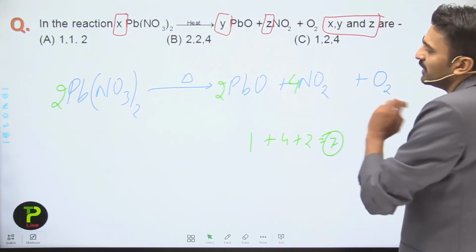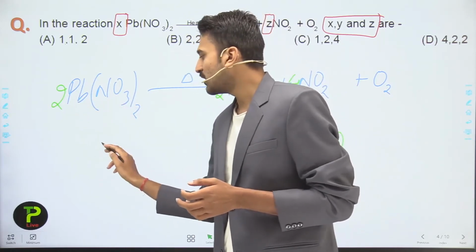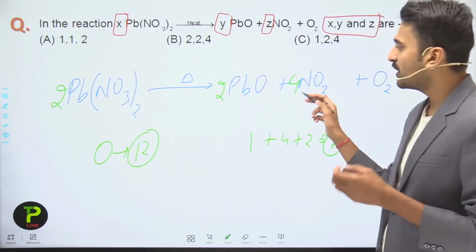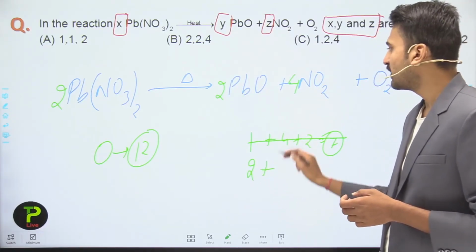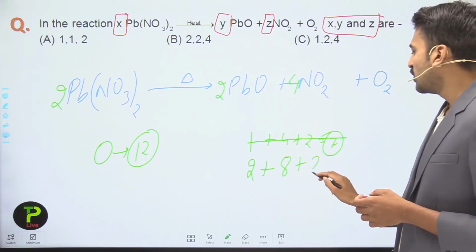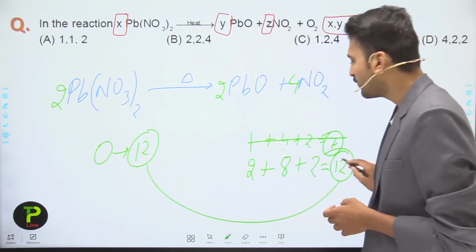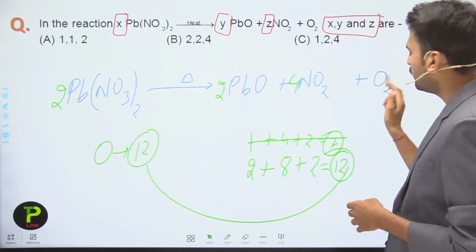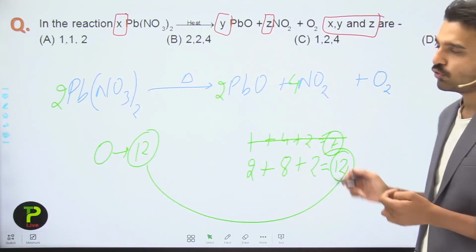For the number of oxygen atoms, you can see 3 times 2 times 2, that is 12. The number of oxygen atoms on the reactant side is 12, while on the product side it is 2 plus 4 times 2, that is 8, plus 2. So that comes out to be 12. So the number of oxygen atoms is also balanced. So these coefficients, 2, 2, 4 and 1, are the coefficients of Pb(NO3)2, PbO, NO2 and O2 respectively.